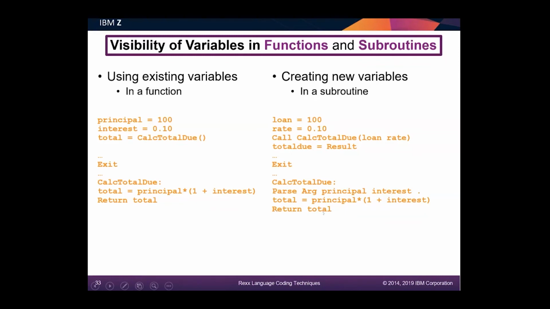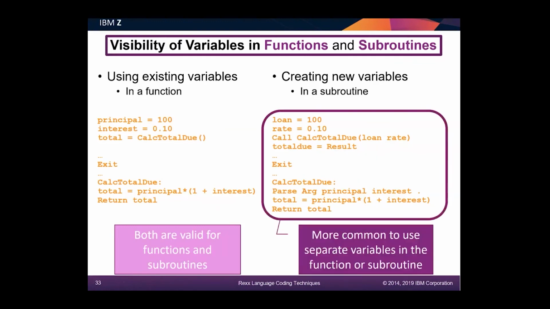So I'm going to return 110 as the value of total, and so that gets returned in the variable result. Right? Remember, anytime I put something on the return statement and I've called a subroutine, the result comes back in this special variable called result. And that I immediately assign to total due so I do not lose it by calling another subroutine. So both of these ways of doing it are completely valid. You're going to more commonly see separate variables down here, and you're going to even more commonly see procedures, which we'll talk about on the next slide.